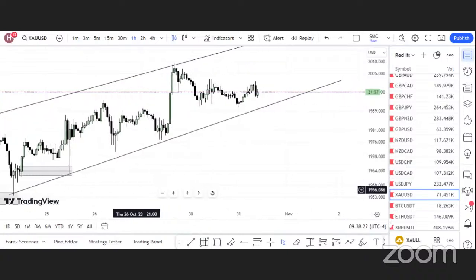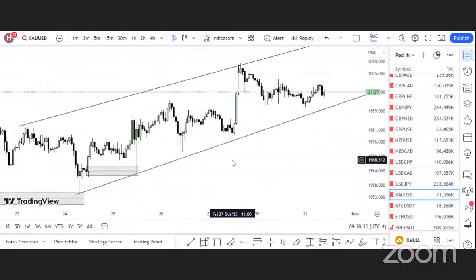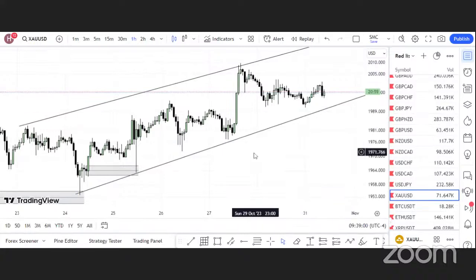Okay, so let me say this before we continue with our analysis. Guys, please, whenever we take an opportunity on the gold market, please make sure to always apply risk management. It's very important. Always apply risk management because the gold market is very volatile. So if you don't apply risk management, you might end up losing if the market goes against you. So please always apply money management and risk management.